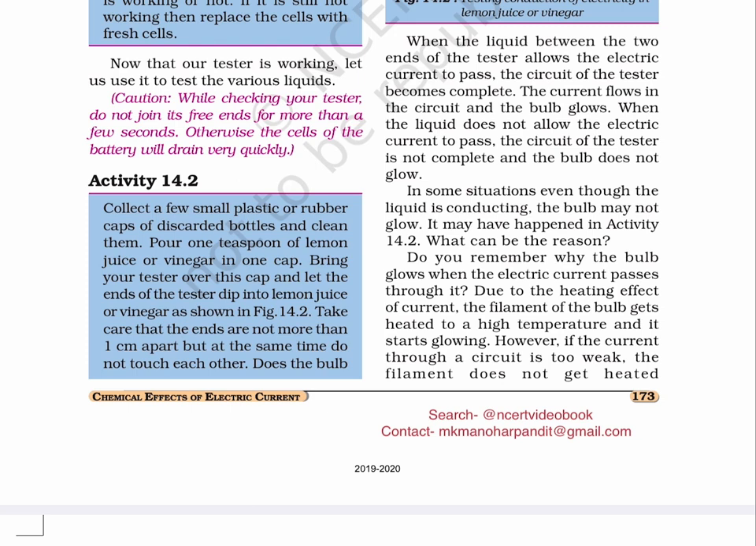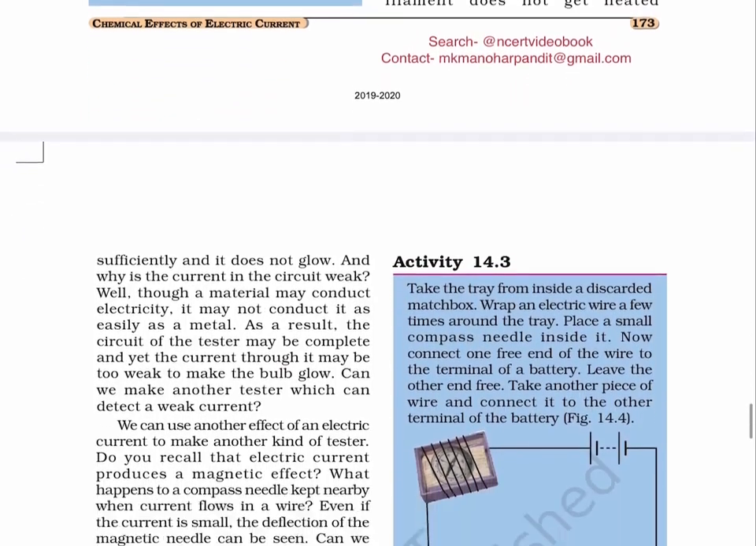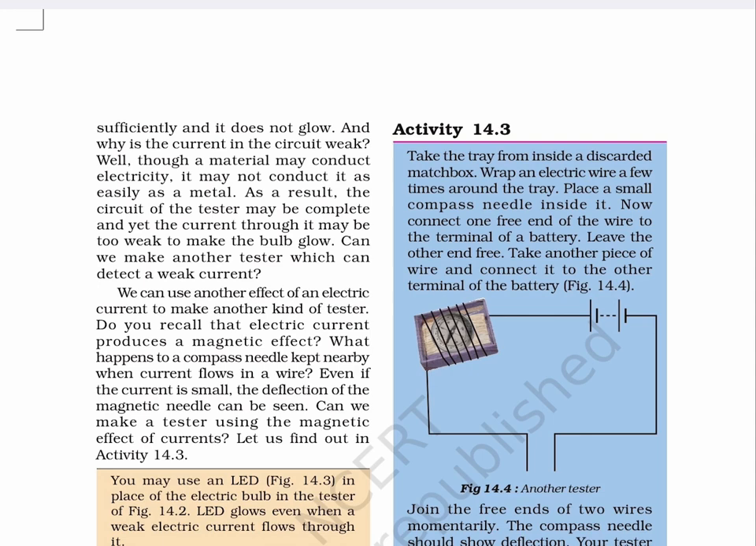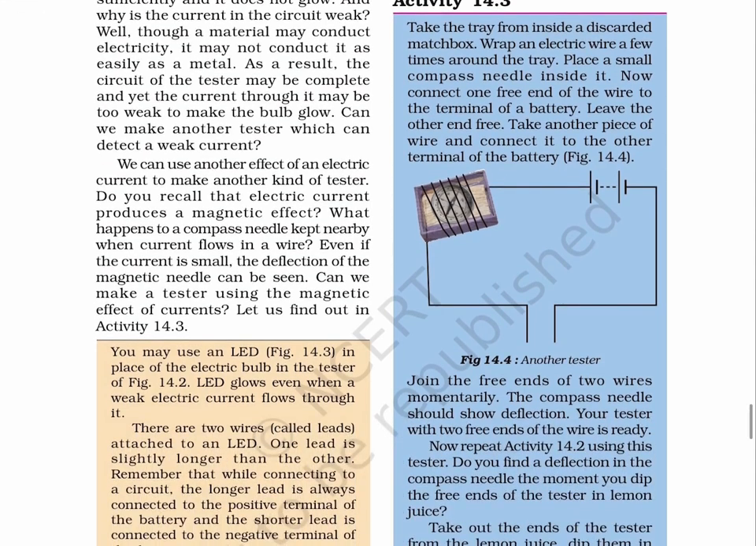Do you remember why the bulb glows when the electric current passes through it? Due to the heating effect of current, the filament of the bulb gets heated to a high temperature and it starts glowing. However, if the current through a circuit is too weak, the filament does not get heated sufficiently and it does not glow. And why is the current in the circuit weak? Page 174. Well, though a material may conduct electricity, it may not conduct it as easy as a metal. As a result, the circuit of the tester may be complete and yet the current through it may be too weak to make the bulb glow.